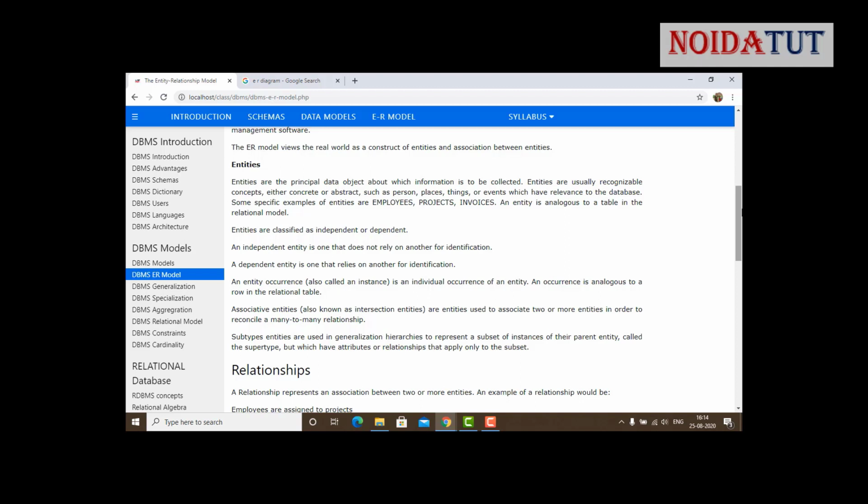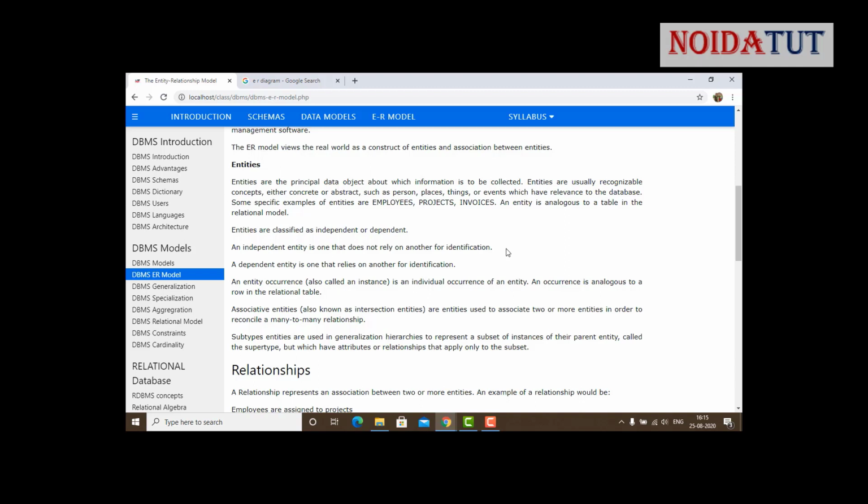So, the date of birth defines what is the age of the entity. In this way, entities are classified as independent or dependent. An independent entity is one which does not rely on another for identification, like date of birth is an independent entity. Now, age is a dependent entity. If we calculate or manipulate age, it depends upon the date of birth.